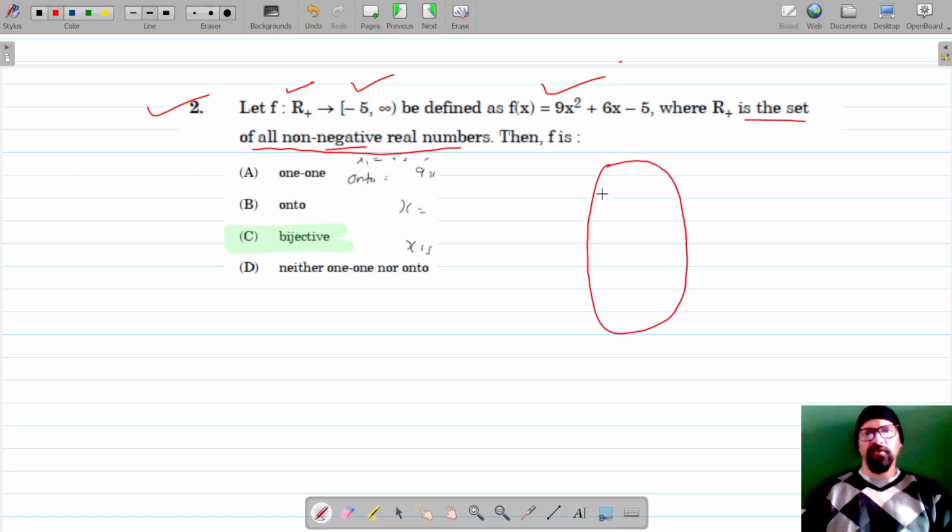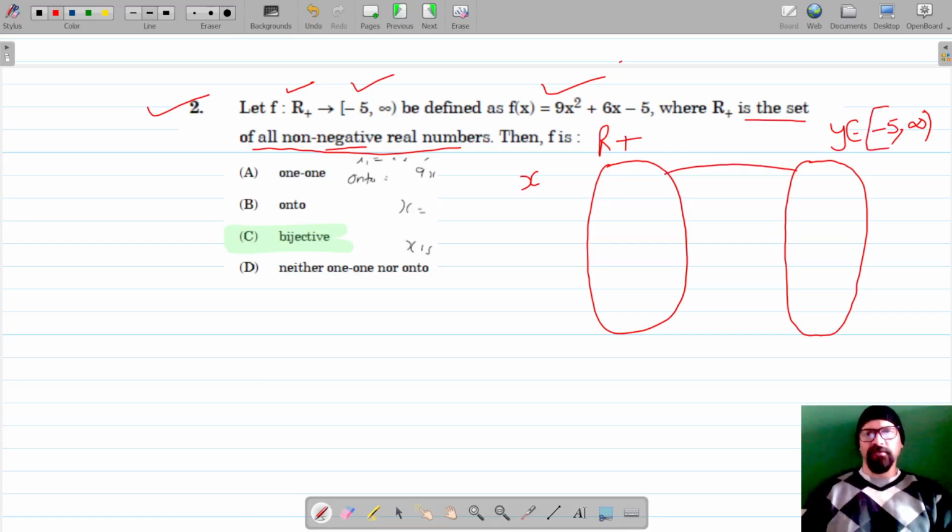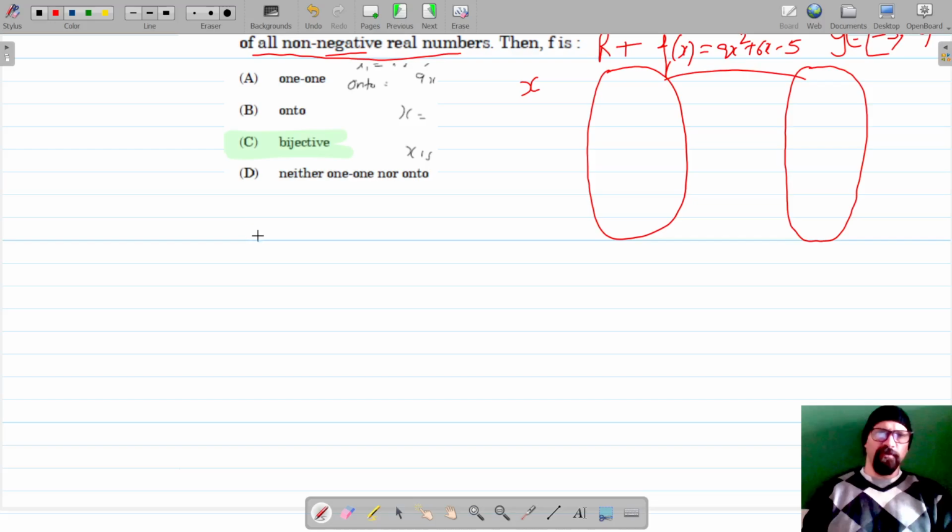This is the domain, and the domain consists of all non-negative real numbers, and the codomain, that is the value of y. This is the value of x, and this is our output. It is the set from -5 to infinity. And this function is defined as f of x is equal to 9x squared plus 6x minus 5. We have to check whether it's one-one or onto.